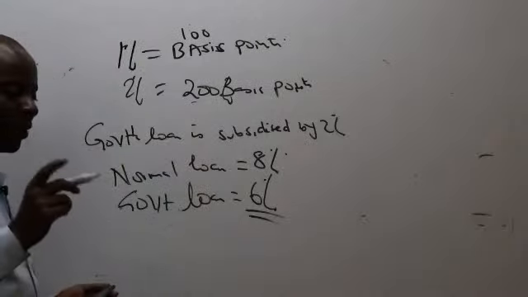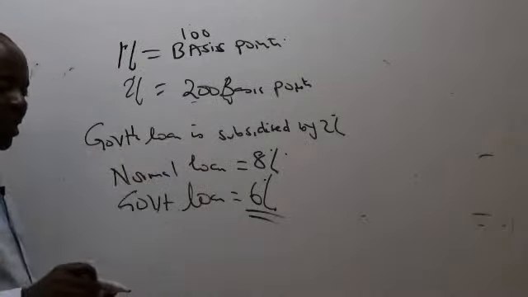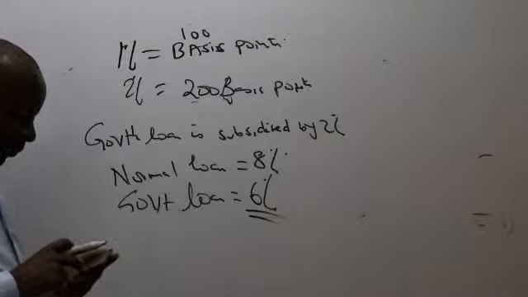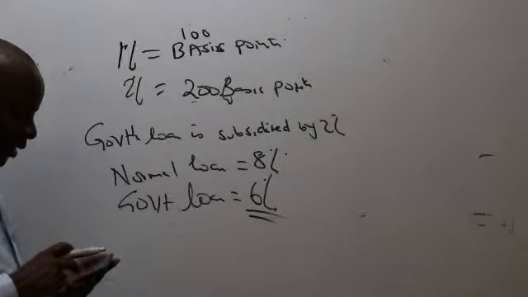So when you hear 200 basis points, that is equal to 2%. 2% less. This will cost 200 basis points below the company's normal cost of long-term debt finance, which is 8%.